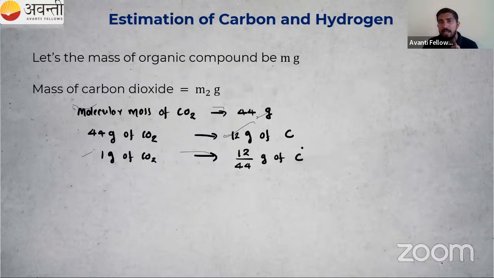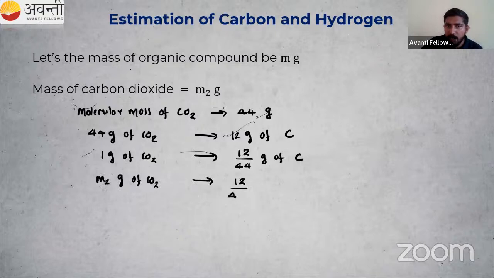Okay, then look at here. What is the mass of carbon dioxide given in the question? That is M2 gram. In 1 gram, 12 upon 44 gram of carbon is present. So what about the mass of carbon in M2 gram of carbon dioxide? In M2 gram of CO2, the mass of carbon present is 12 divided by 44 into M2 gram of carbon.